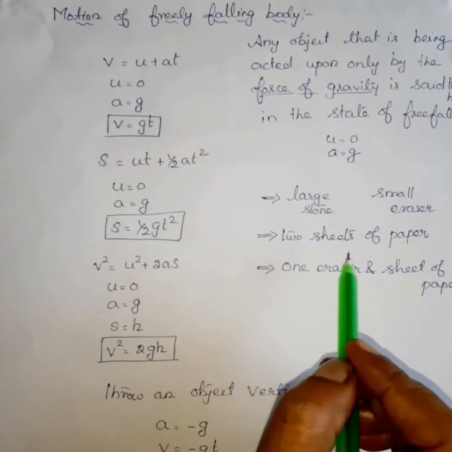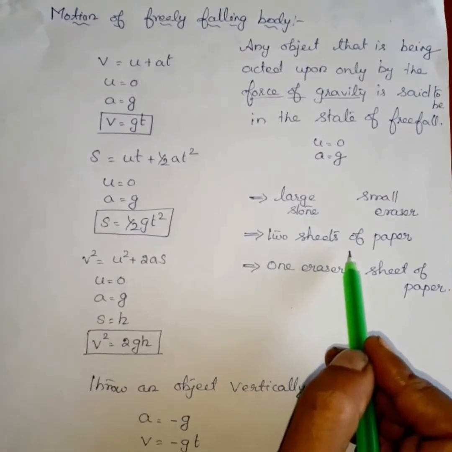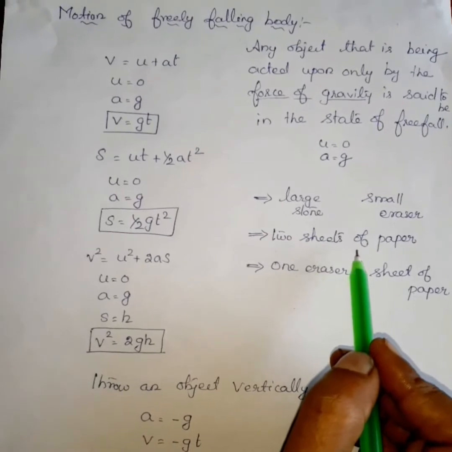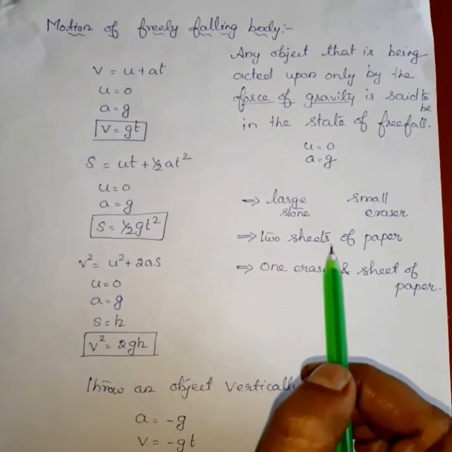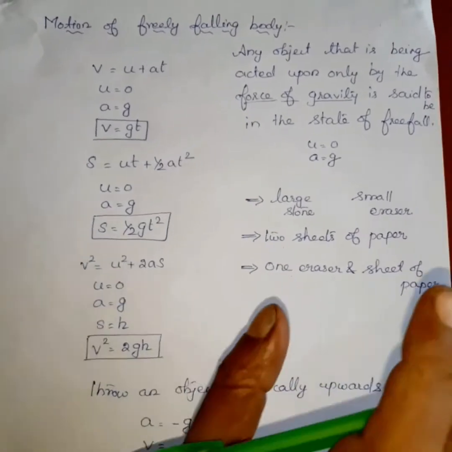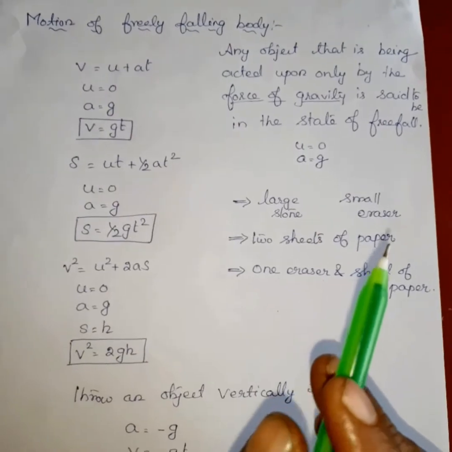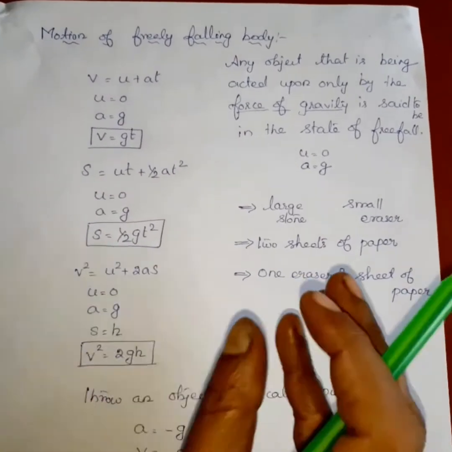Now you take two sheets of paper, both having equal mass. First you take one sheet of paper and crumple it to make a ball. Now you drop the ball from the same height.